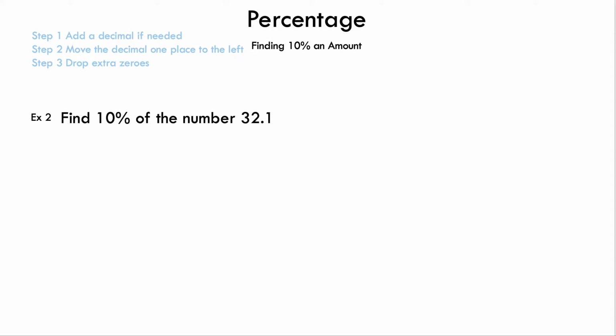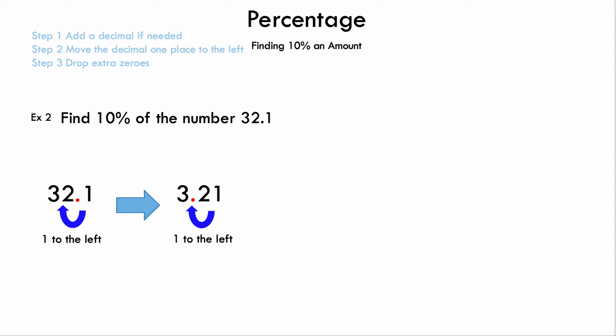Now let's take a look at example 2. Let's read the question. Find 10% of the number 32.1. Now let's rewrite our number 32.1. We don't need to add any extra zeros or a decimal point since it already has it. And now we're going to go ahead and move our decimal point one place value to the left. And so our number becomes 3.21. And that is our final answer.